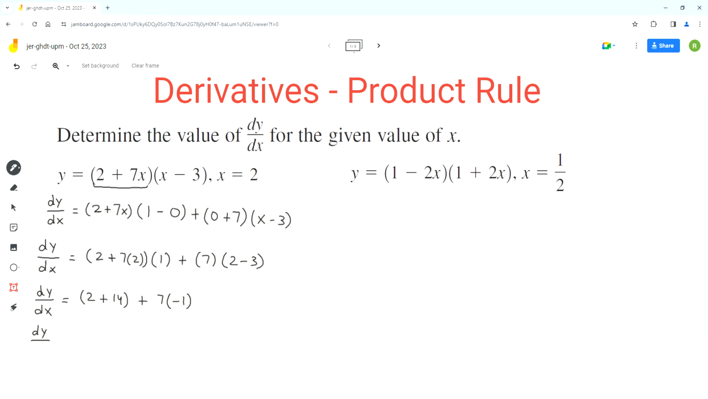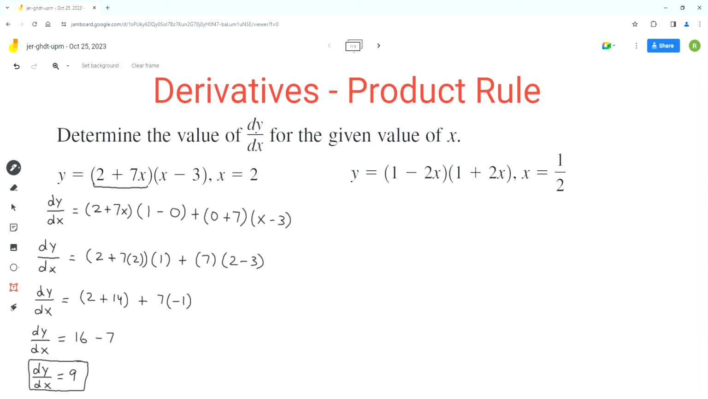So dy over dx equals, now we can add 2 and 14 in the first parentheses, so we get 16. And then 7 times negative 1 is negative 7. So the final answer is dy over dx equals 9. So this should be the final answer for the first function.